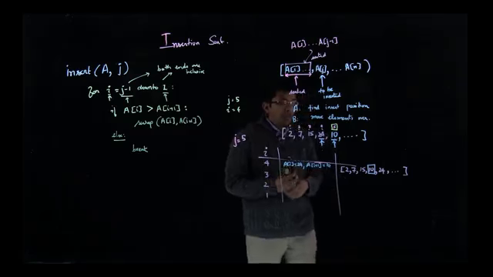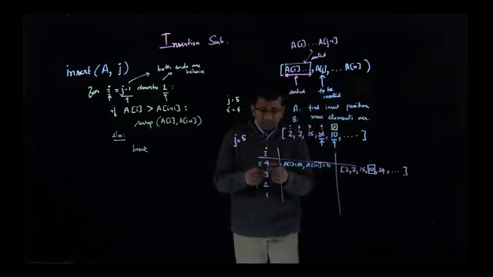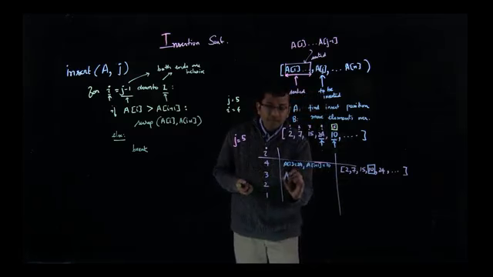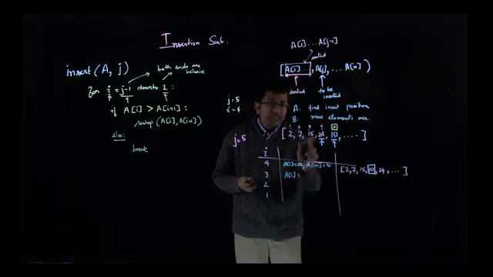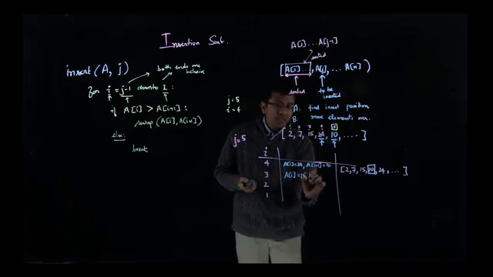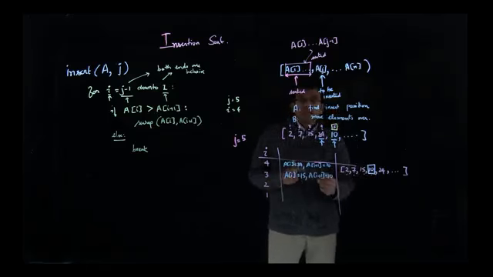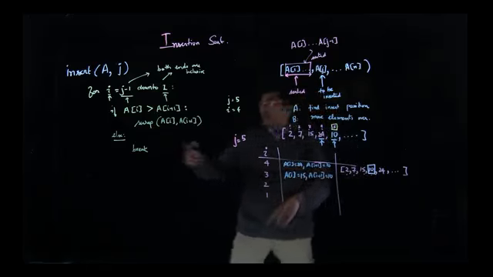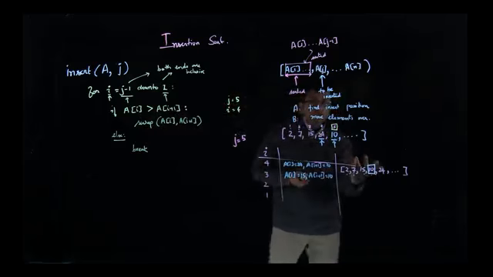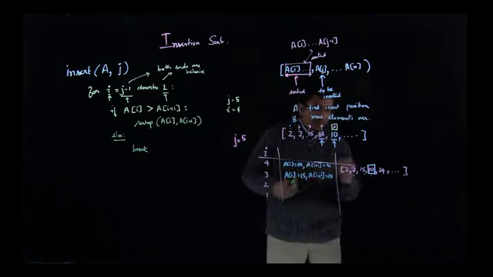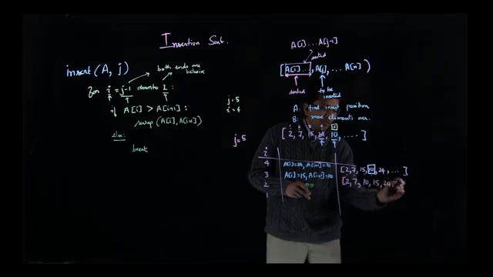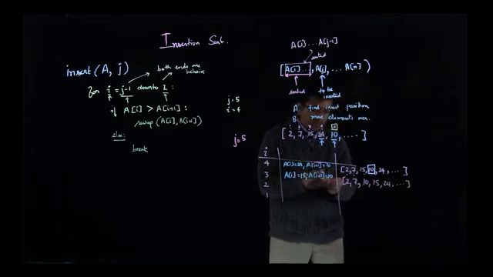Okay. And now i becomes 3. So what is a of i? A of 3 is 15. A of i plus 1 is a of 4. Look here, 1, 2, 3, 4. It's 10. And so what's going to happen? A of i is greater than a of i plus 1. So swap. When I swap, now I get 2, 7, 10, 15, 24. All right, let me put a box around the 10.